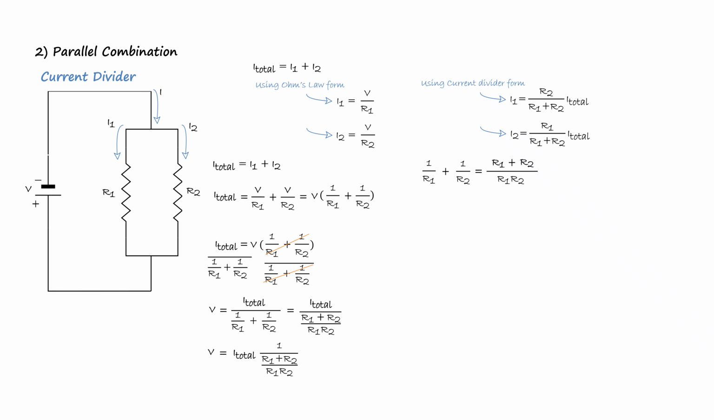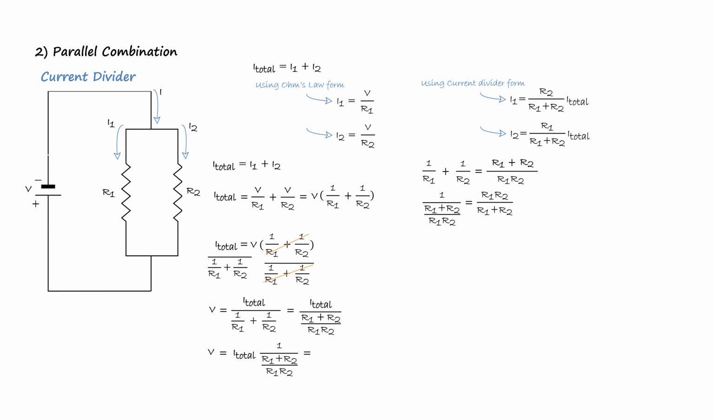And from the basic mathematics, 1 over R1 plus R2 over R1 times R2 is equal to what? R1 times R2 divided by R1 plus R2.